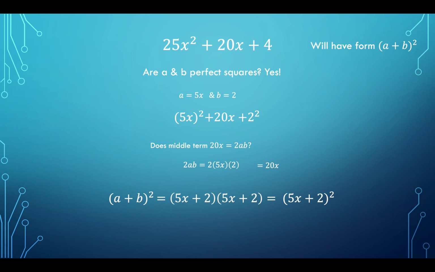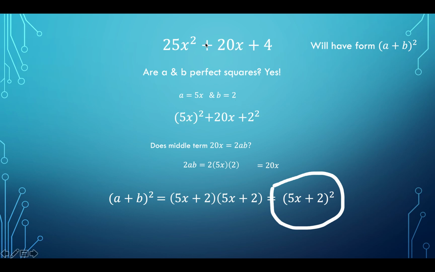So now we just replace this A plus B right over here. We can replace the A with 5x and the B with 2. And we get 5x plus 2 squared, which is equal to 5x plus 2 times 5x plus 2, which in turn is equal to 5x plus 2 squared. And this right here is our final answer.